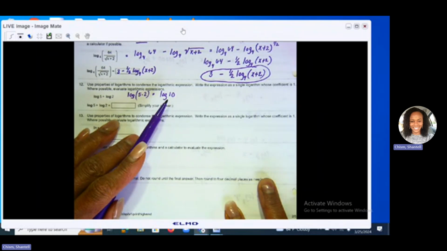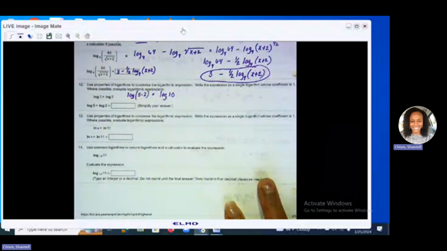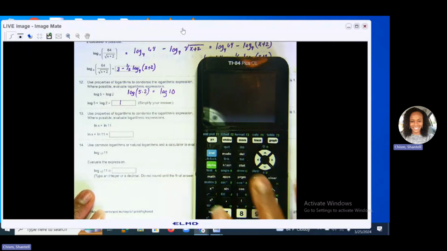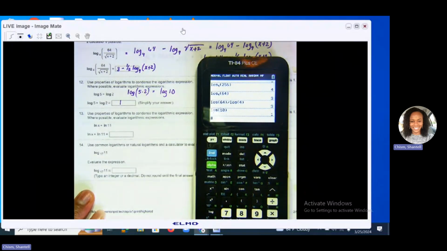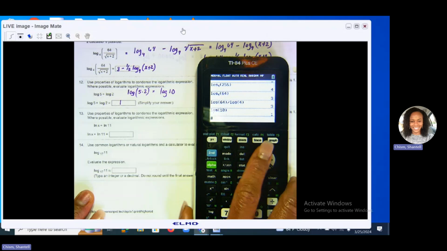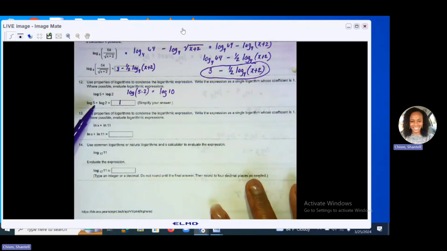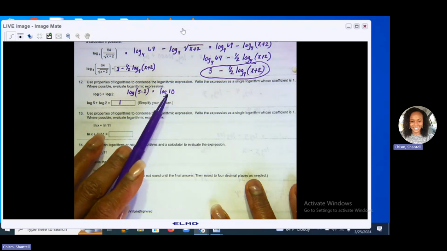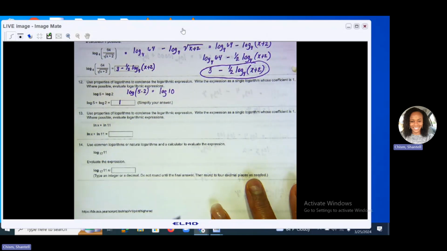So basically, you ask yourself, 10 raised to what power gives you 10? And that would be 1. But you can always put that in your calculator. Log of 10 is 1. Okay? So we express this sum as a single product. 5 times 2 is 10, so log of 10 is 1.